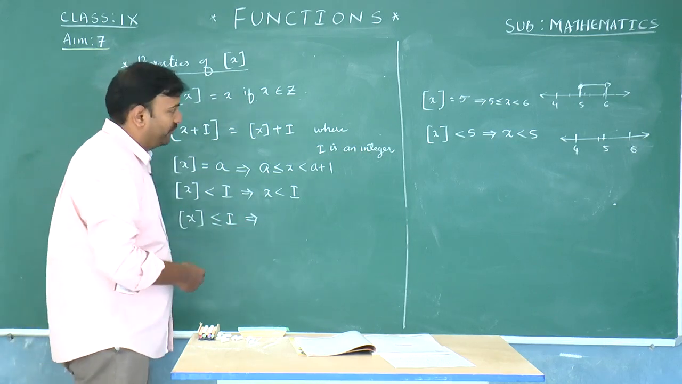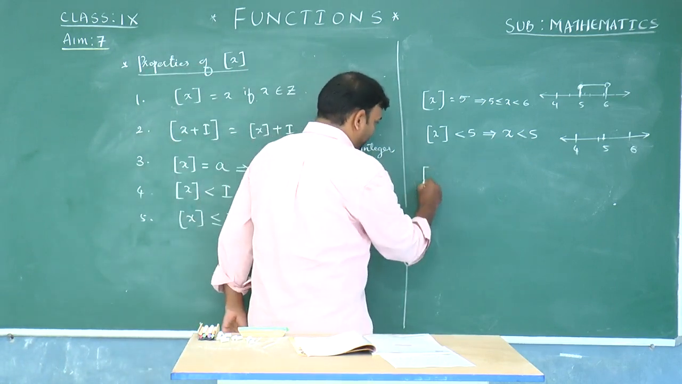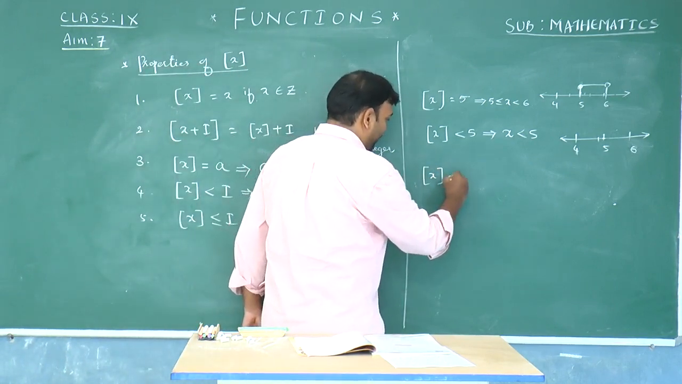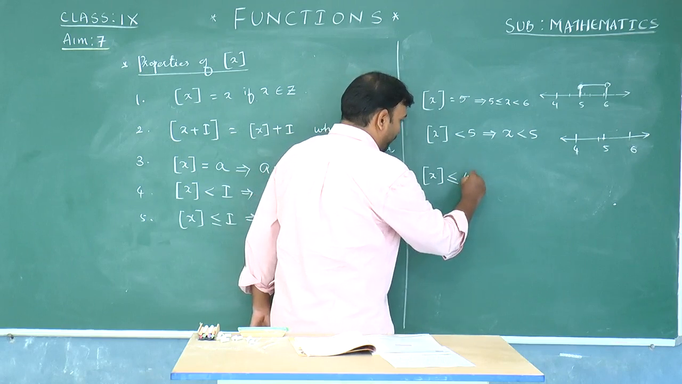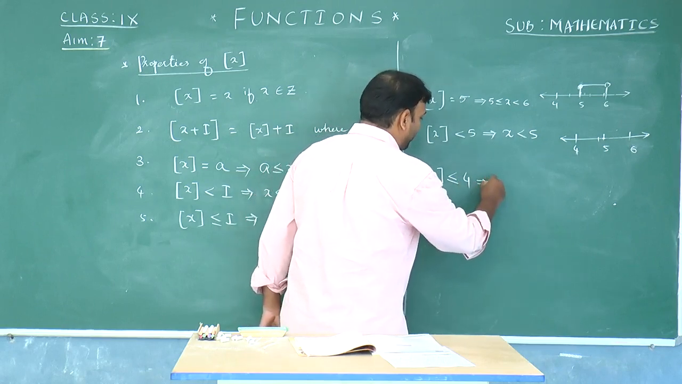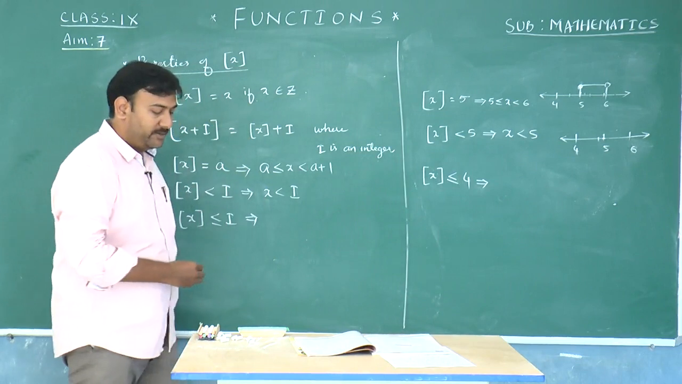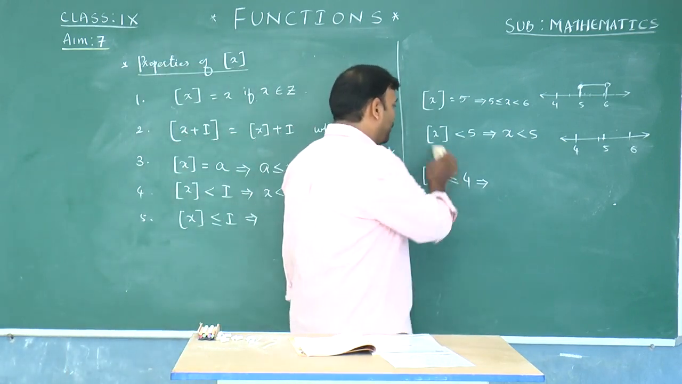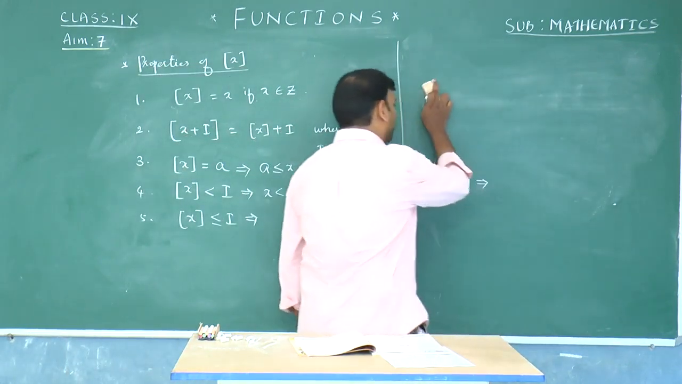Let us check the solution for this inequation. Let me take some inequation, say step x less than or equal to 4. So what is the value of x which is going to satisfy this inequation? For which I will go with the number line, like how I have done in the previous example.